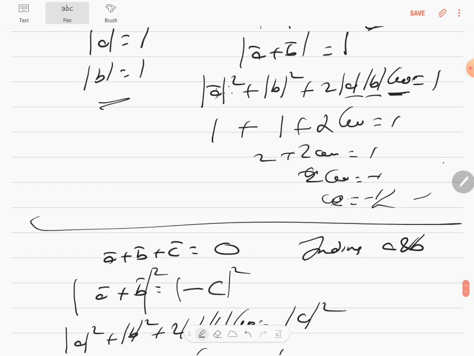I didn't find the angle here yet. Now cos 60 is 1 by 2, but it's negative. You know, all school children are taught that the second quadrant is where the cos will be negative.